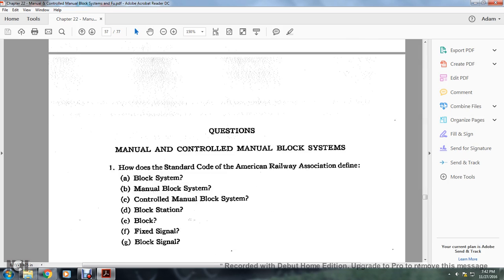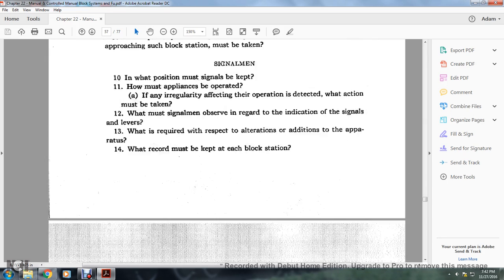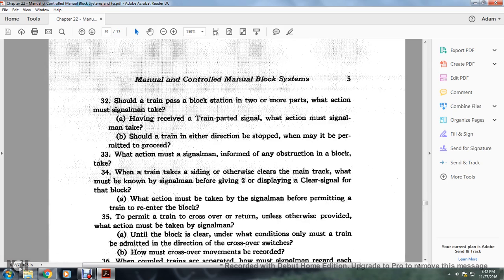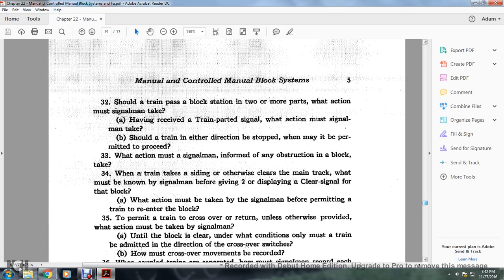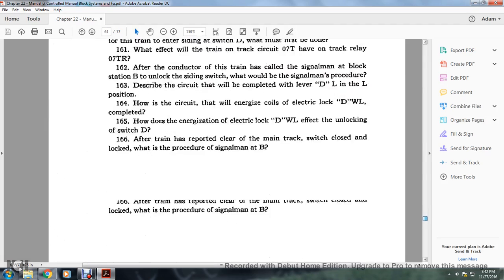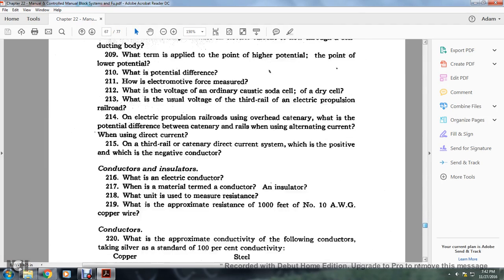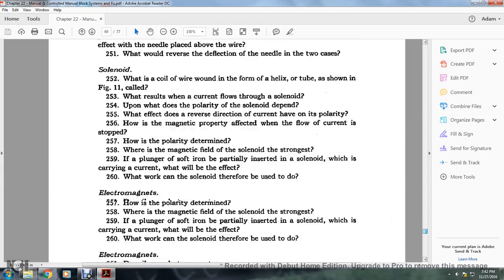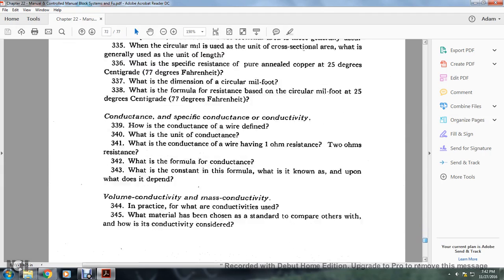Alright, and then it goes through the questions, guys. I'll be splitting this and putting it on my OneNote teaching thing for railroads. There are actually 100 different questions, so this is going to be a good question test.